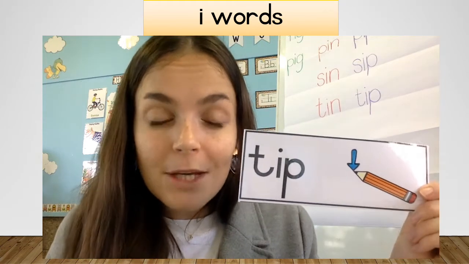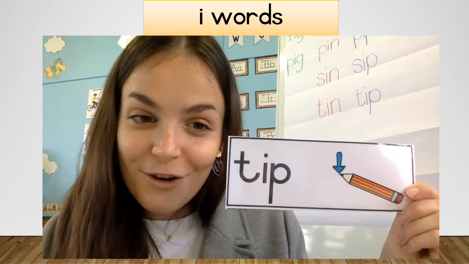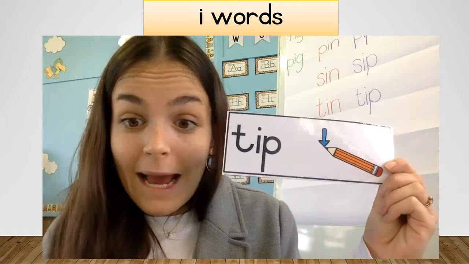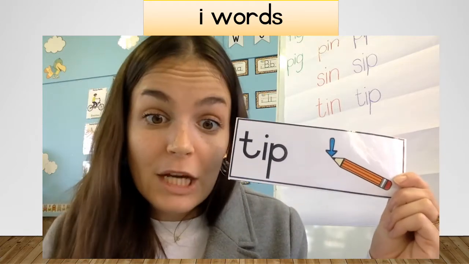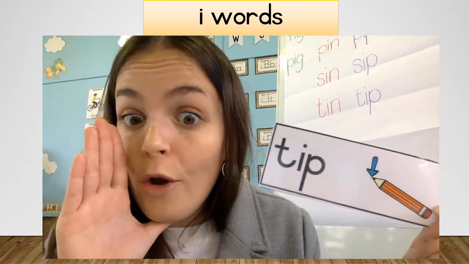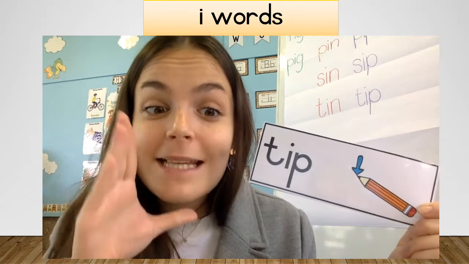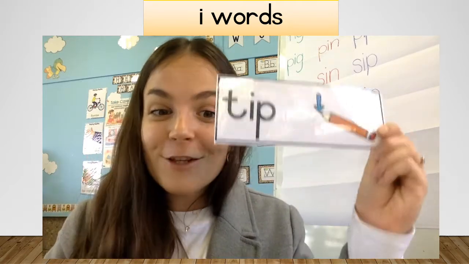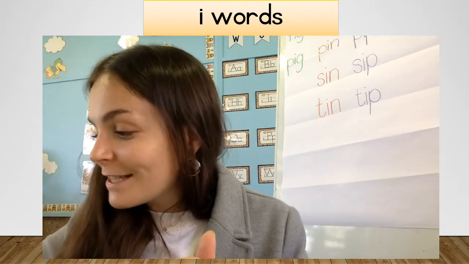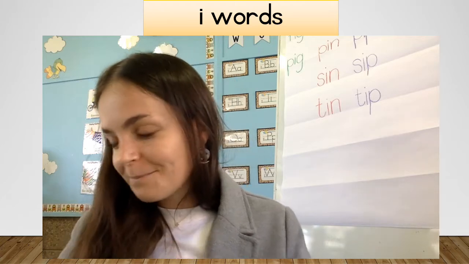It can also be something you give a waiter or a waitress after you've been to a restaurant. You give them a tip. And it can also be a useful piece of information, like if Mrs. Capel says, here's a tip for you, learn your E words. I'm giving you something important, a tip. So these are all words from our IP family. Now we are going to look at our last two words from the IM family.